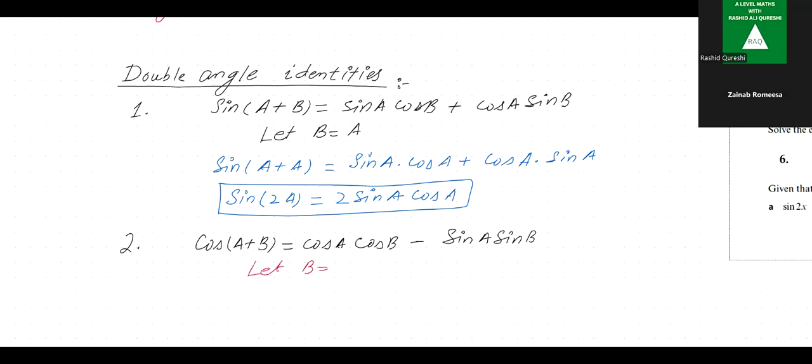So I will get cos of A plus A becomes cos of A. A will remain as it is. There will be no change into cos of A. B is replaced by A. So sine of A into sine of A.